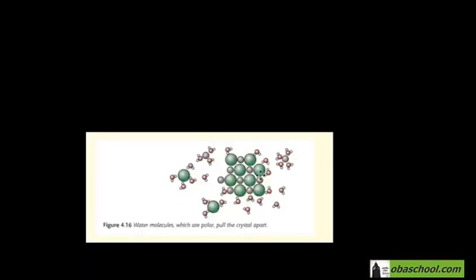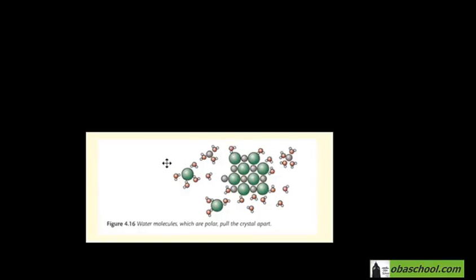This figure shows how water molecules, which we now know are polar, pull the crystal apart. This is a sodium chloride crystal put in water. The water molecule, H2O, is polar, so it has slight positive and slight negative poles. The slightly positive hydrogen accumulates around the chloride ion, Cl-, which has a negative charge. And also, Cl- is attracted to these slightly positive hydrogen atoms.